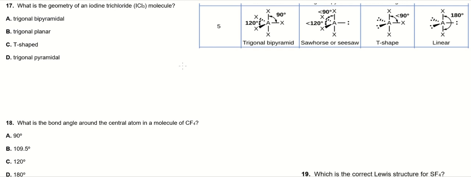Geometry of iodine trichloride. This is, I believe, also right in our notes. Not that that makes it easy. There's a lot of notes we take in our class. These are all halogens, so they're all 7 valence electrons. So we need to draw the Lewis dot structure to figure out geometries.